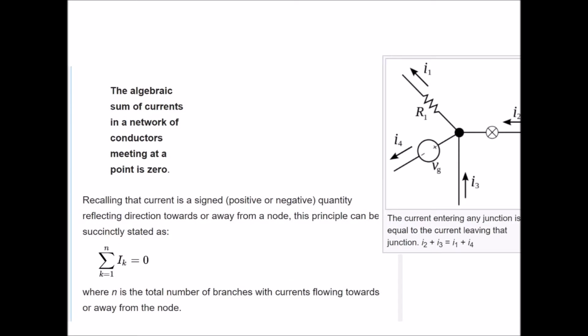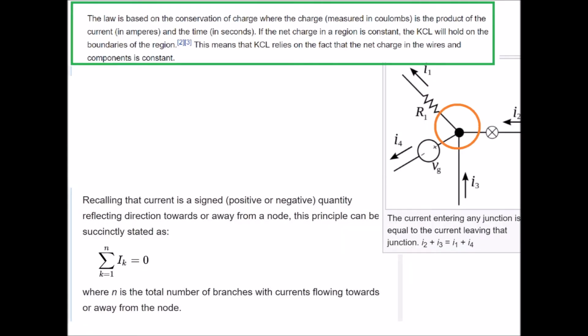Recalling that current is a signed, positive or negative, quantity reflecting direction towards or away from a node, this principle can be succinctly stated as thus. Where n is the total number of branches with currents flowing towards or away from the node. The law is based on the conservation of charge, where the charge, measured in coulombs, is the product of the current in amperes and the time in seconds.